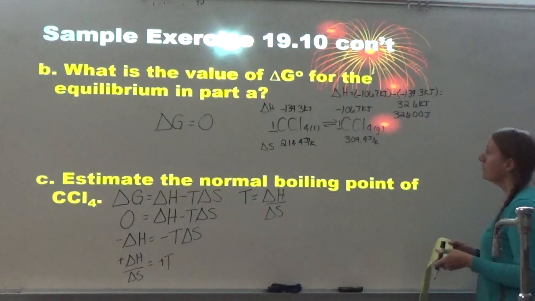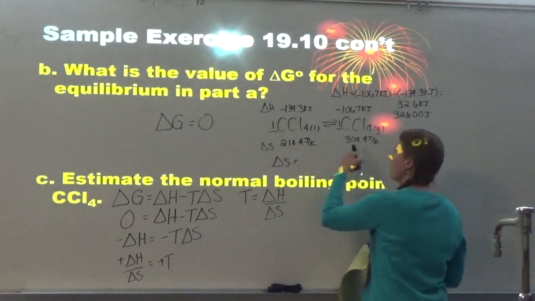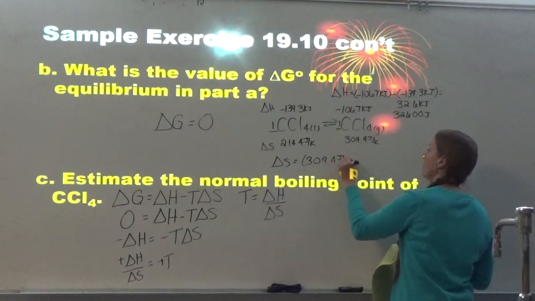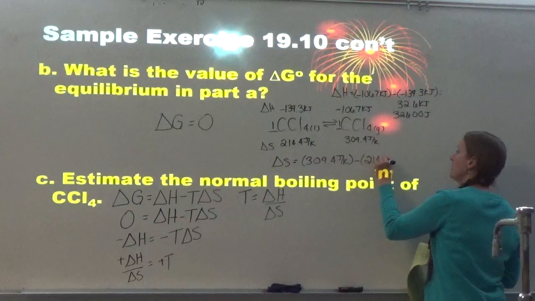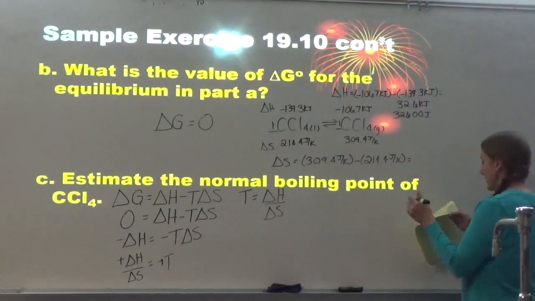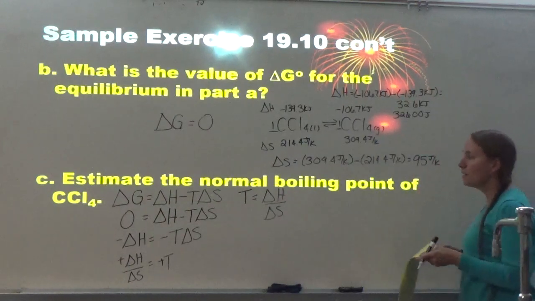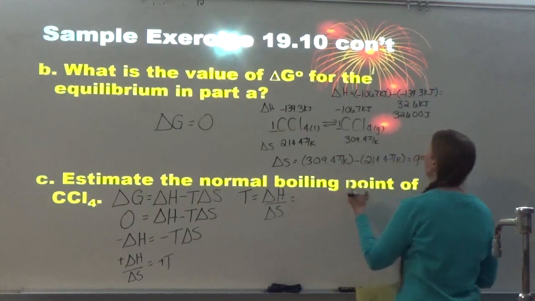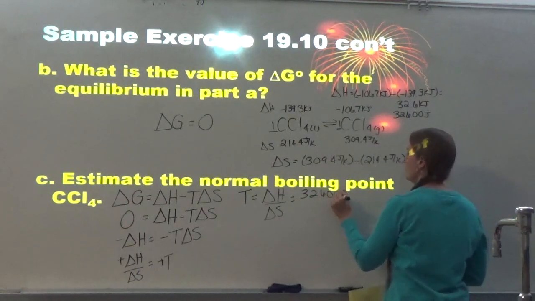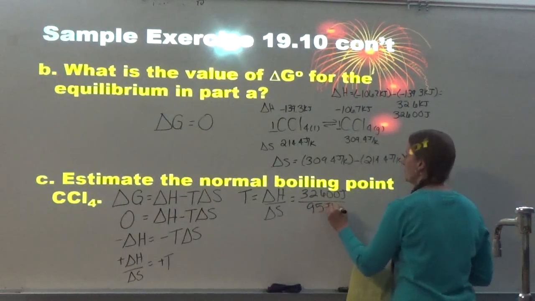Then I do the same thing for my delta S. Delta S is also products minus reactants. So I do 309.4 joules per Kelvin minus 214.4 joules per Kelvin. Once I subtracted, I got 95 joules per Kelvin. Now I'm ready to plug in. My delta H is 32,600 joules. My delta S is 95 joules per Kelvin.